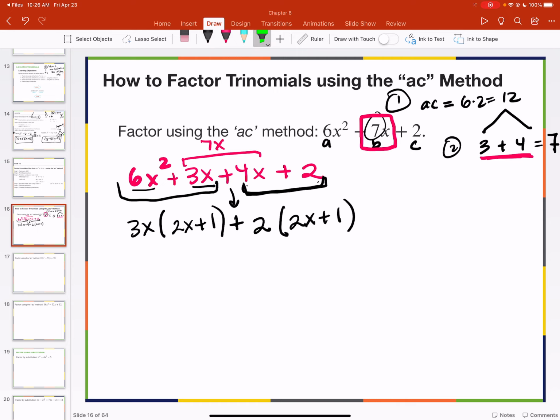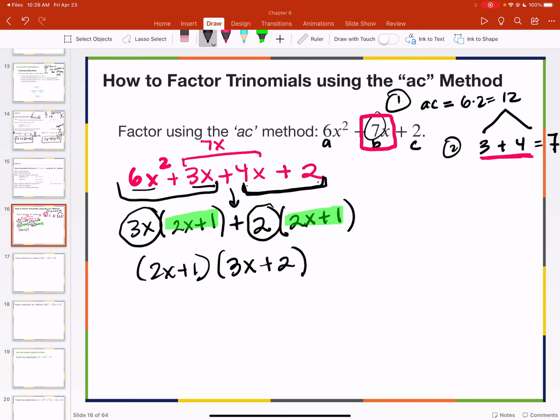Okay. And then you can see, aha, look at that. I have a common factor of 2x plus 1. So I bring that in front. And then what's left over? We have this 3x plus 2. Okay, so that is it, my friends.